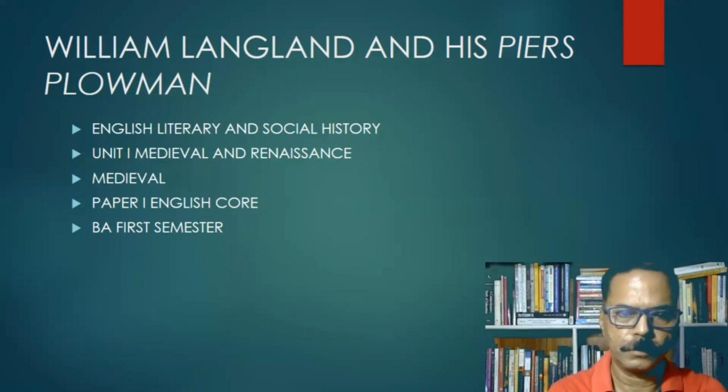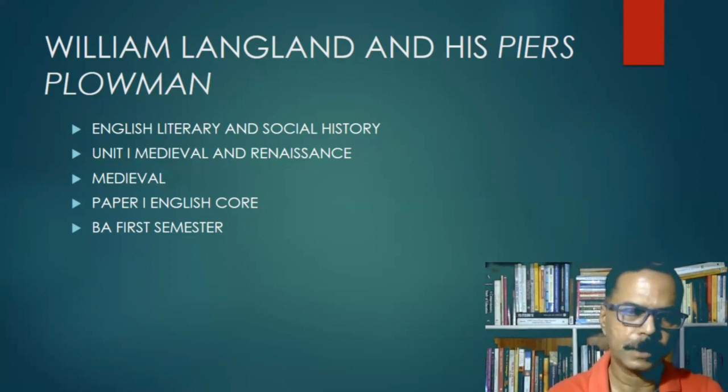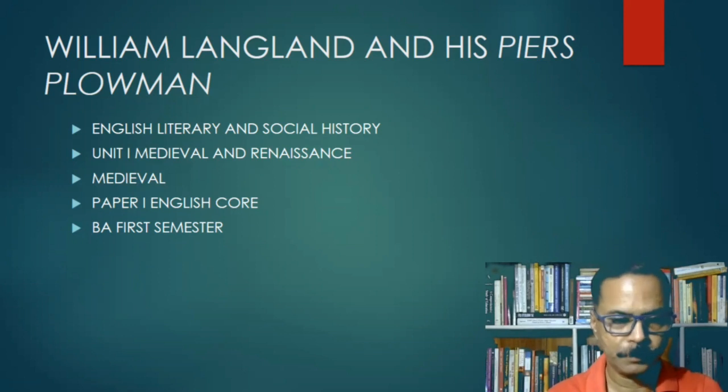Now, we are in unit one of this paper, which is the medieval and Renaissance period of the paper titled English Literary and Social History. We are doing the medieval and Renaissance period, but in this particular class, we are concentrating on the medieval period. At the moment, we are doing one of the poets of the great individual writers period, 1350 to 1400, William Langland. We have titled it William Langland and his Piers Plowman.